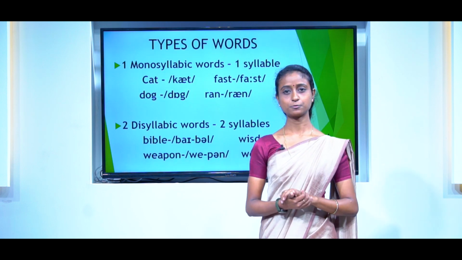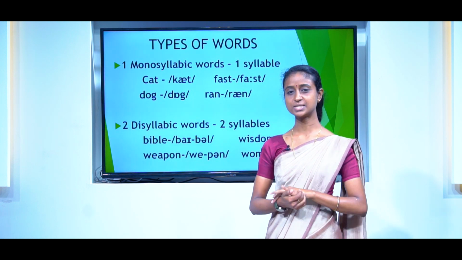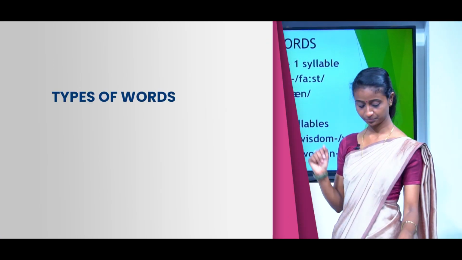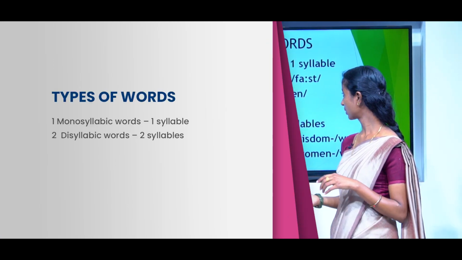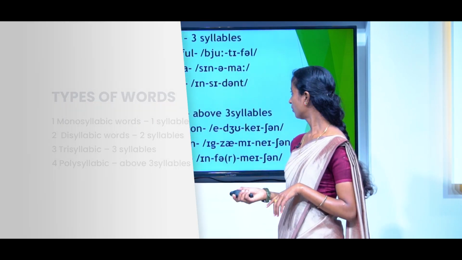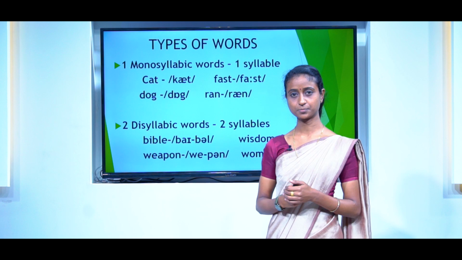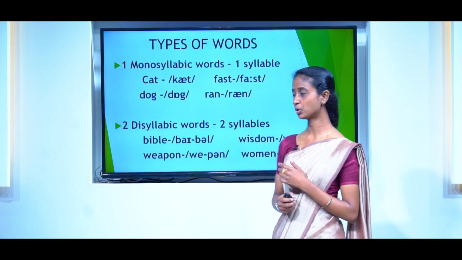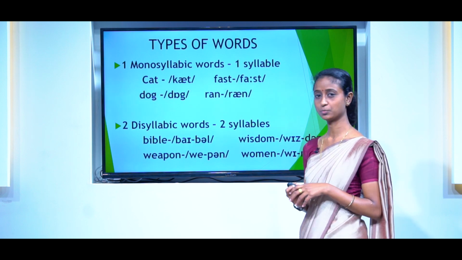Based on the number of syllables in a word, words are classified into 4: monosyllabic, disyllabic, trisyllabic and polysyllabic words. What are monosyllabic words? If there is only a single syllable in a word, such words are called monosyllabic words.